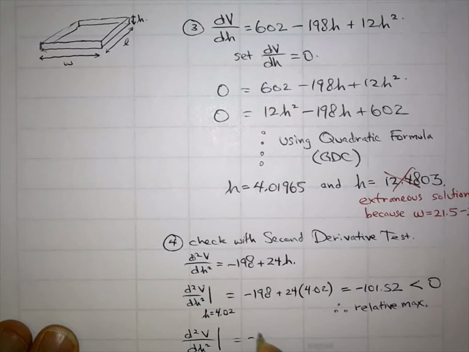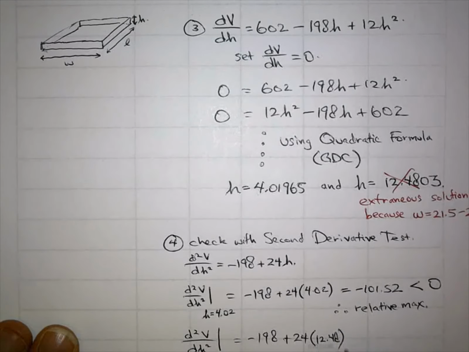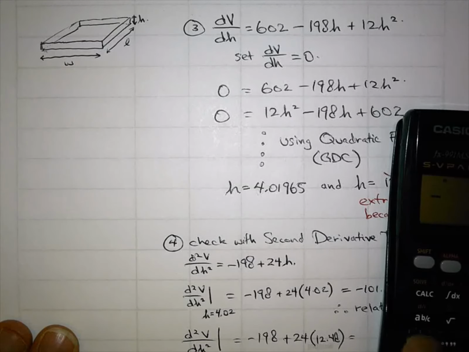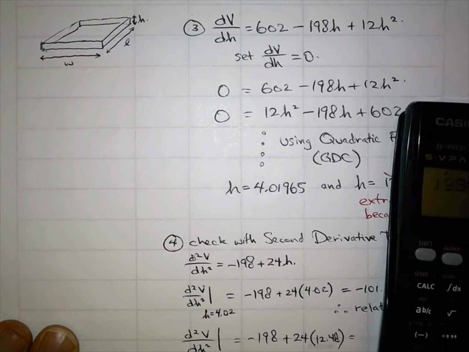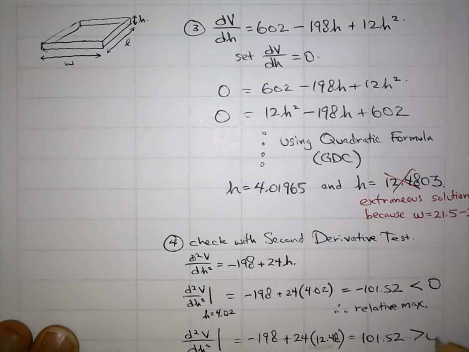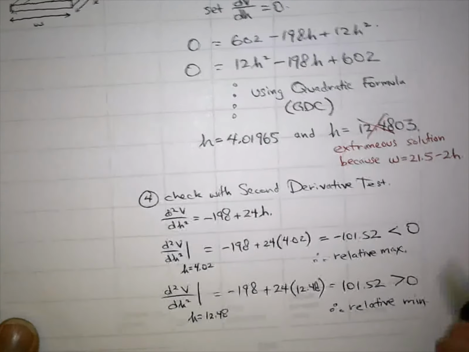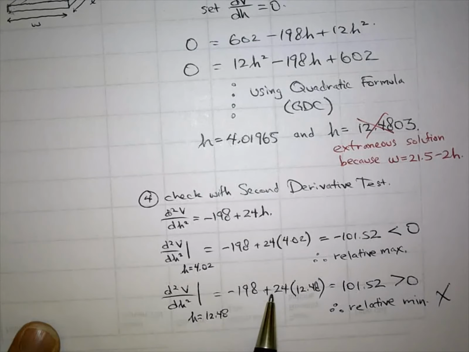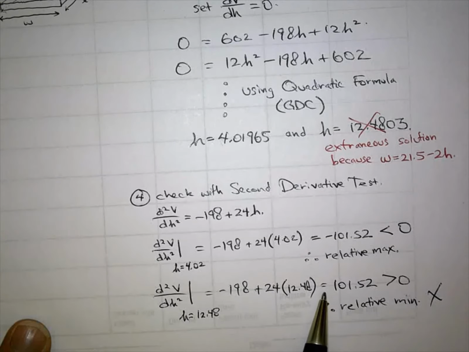And then we also want to take the derivative at h is equal to 12.48. We've already discussed this is a problematic one, but let's see what happens. This gives me 101.52, which is greater than 0, which, if we remember, would actually be a relative min. So there we have a more explanation why we don't want to use this point. It's a critical point because it's a relative min. It's the min volume. So we clearly want to use this one.